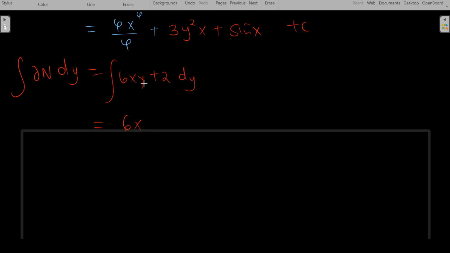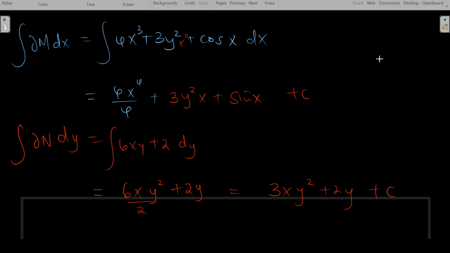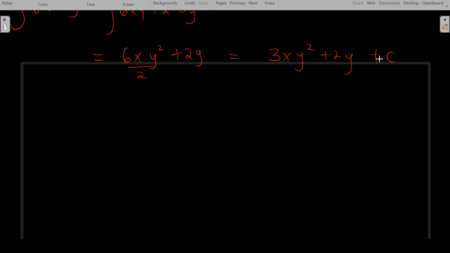Now if we integrate this y, we get y squared divided by 2. Then we'll add that to 2y, so keep that in mind. Now if we simplify this part, this is 3xy squared plus 2y plus a constant of integration.